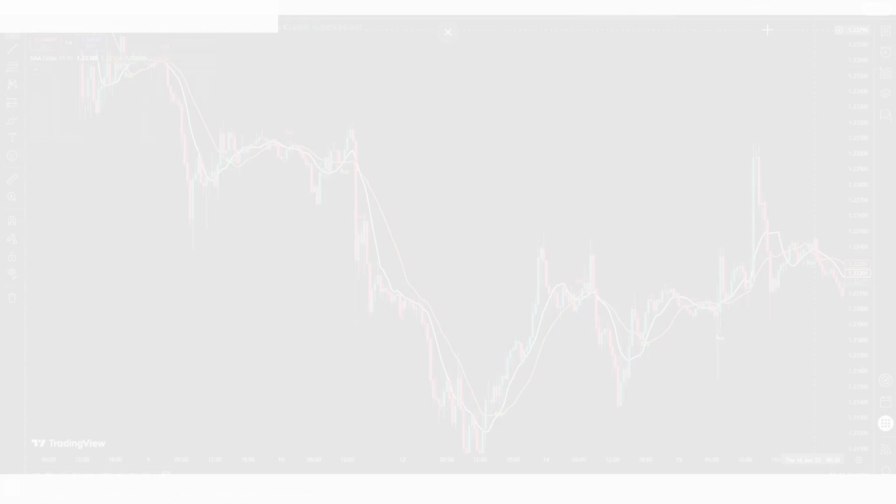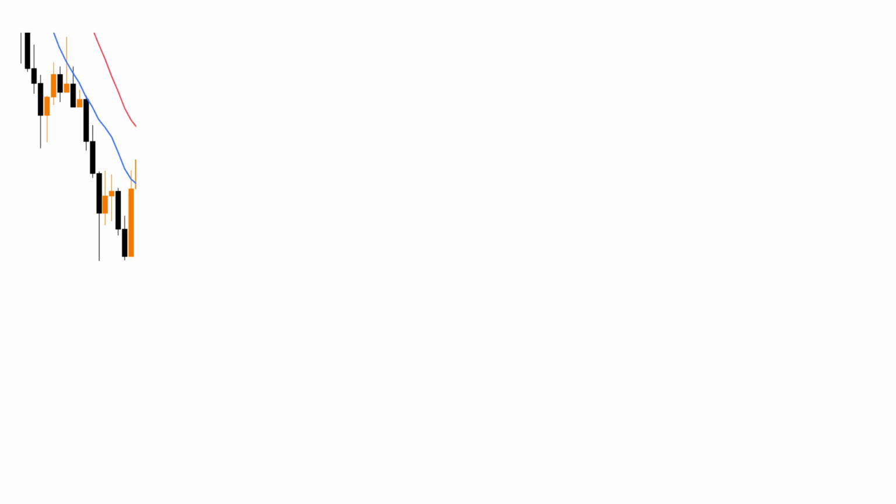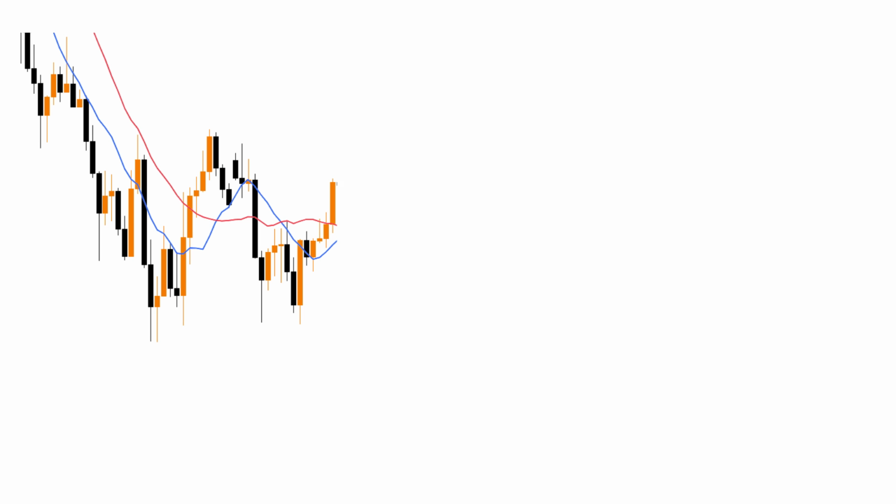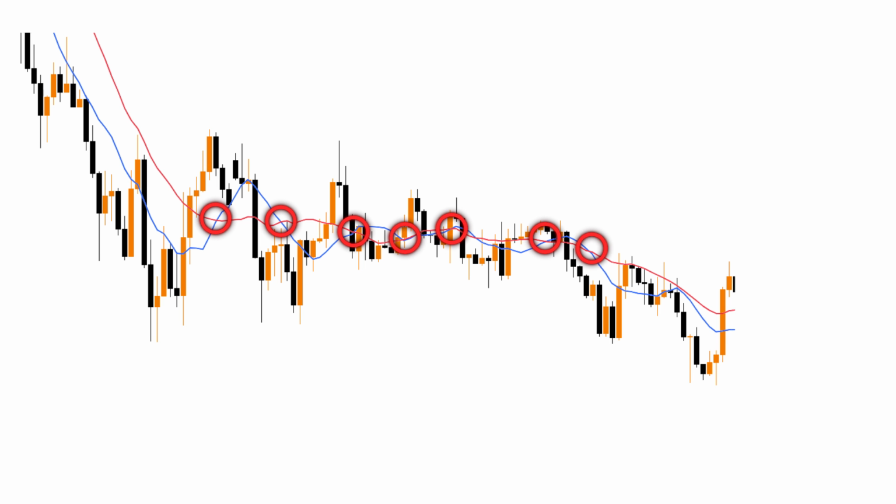One thing to take note of with the crossover system is that while they work beautifully in volatile or trending markets, they don't work so well when the price is ranging. You will get hit with tons of crossover signals and you could find yourself getting stopped out multiple times before you can catch a trend again. Just make sure not to trade with it when the market is ranging.